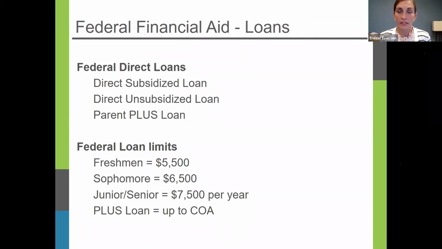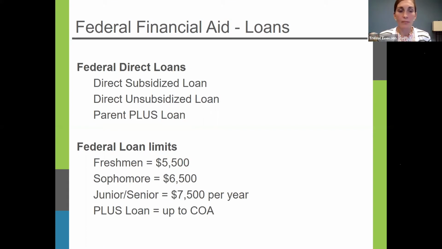So a freshman, a first-year student, can borrow for the whole school year $5,500, and that's just the maximum amount. Of that $5,500, $3,500 of it can be subsidized. Nobody ever gets the whole amount subsidized. A sophomore, once you've reached sophomore status, you can borrow $6,500 for the year, and $4,500 of that can be subsidized. And then junior and senior years are the same amount, $7,500 for the year, or $5,500 subsidized and $2,000 unsub.